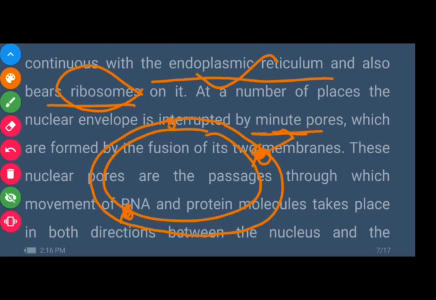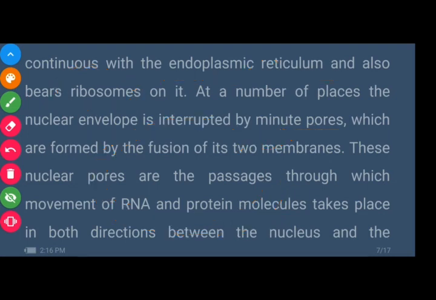What will it form? Minute pores. And how do they form? They are formed by the fusion of the two membranes. These two membranes get fused with each other and form the minute pore. Minute means small, pore means a hole. Small holes form on the nuclear envelope.